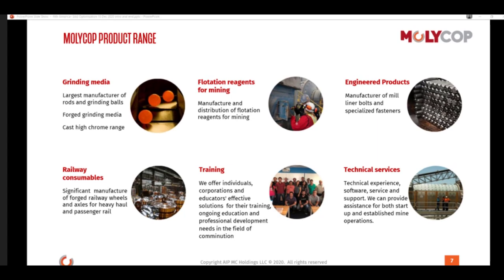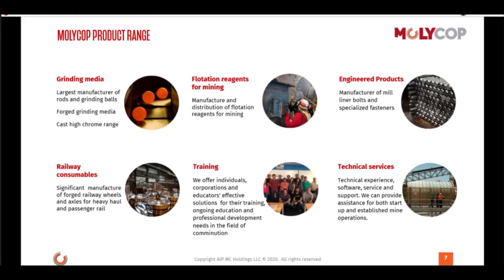We supply a range of standard and customised flotation reagents. We manufacture and distribute mill liner bolts and specialised fasteners for grinding mills and other applications such as transport and lifting equipment. We manufacture railway consumables, including forged rail wheels and axles for heavy haul mining, as well as passenger locomotives. And under the training banner, we've hosted hundreds of public and private courses around the world and trained over 7,000 people with courses both in person and now virtual. To support our customers, our global applications team provide technical support to all of our customers for mining operations around the globe.